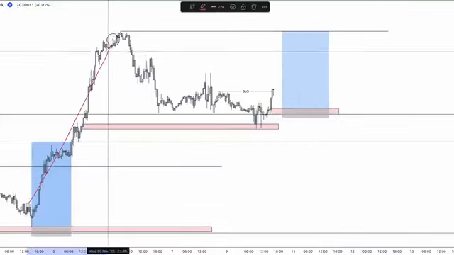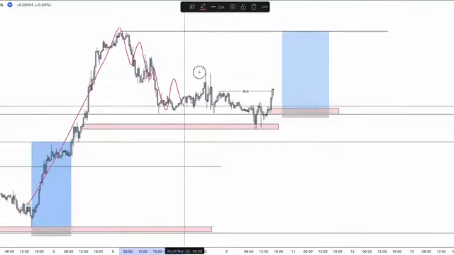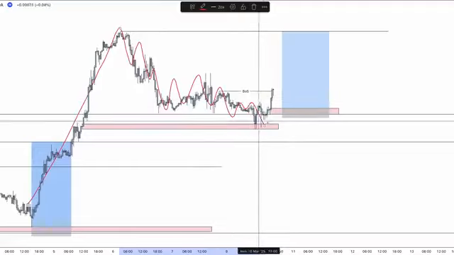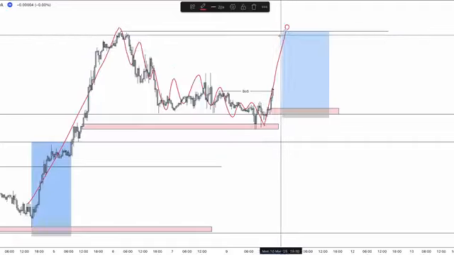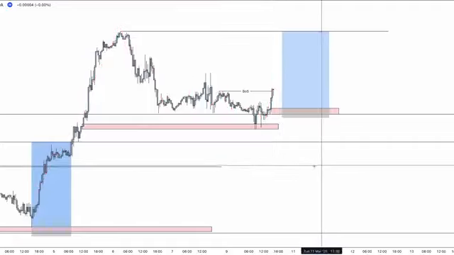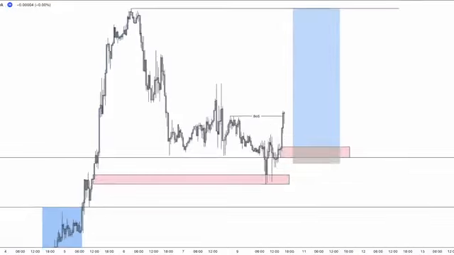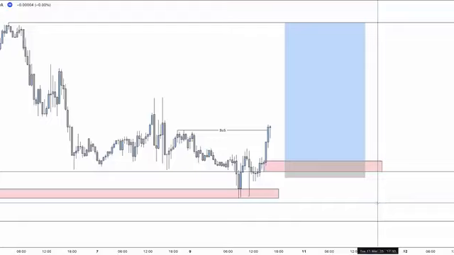So this is what we call an impulse move. And this is what we call a corrective move, okay? What we're looking for here is just a simple continuation of a new impulse move to take us into new highs in this trend. And this is how we would essentially set the trade up to get into it.